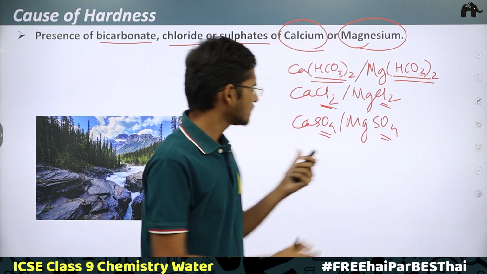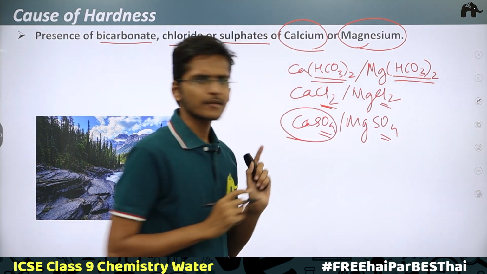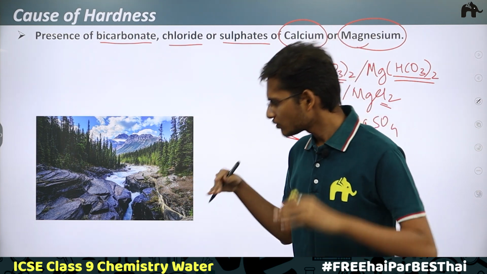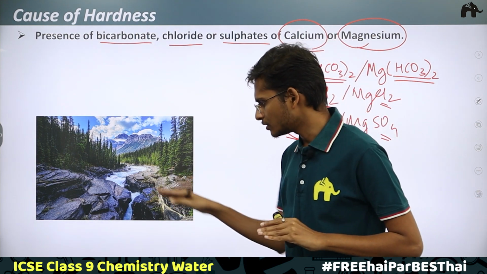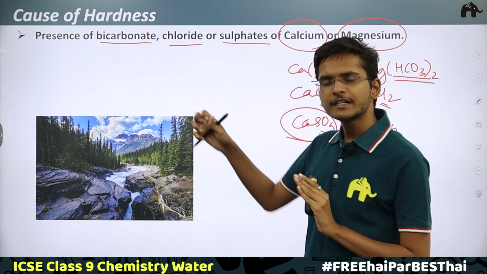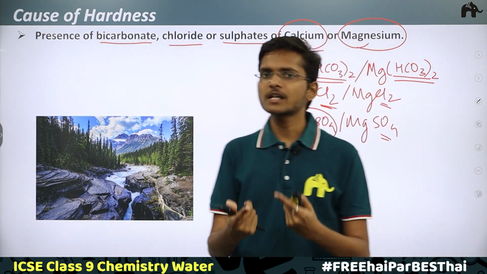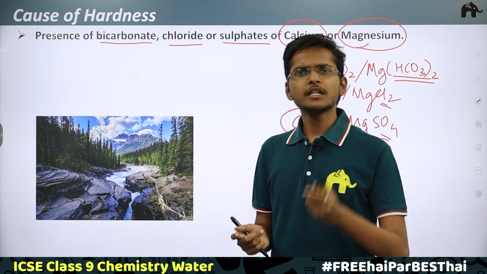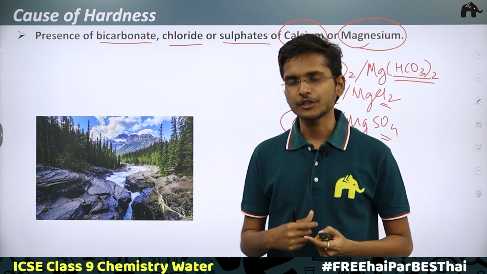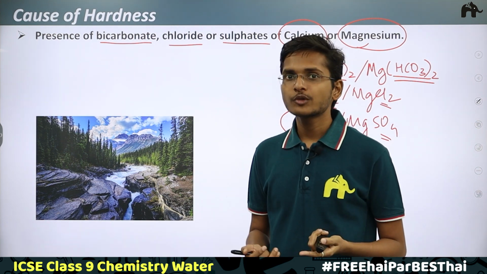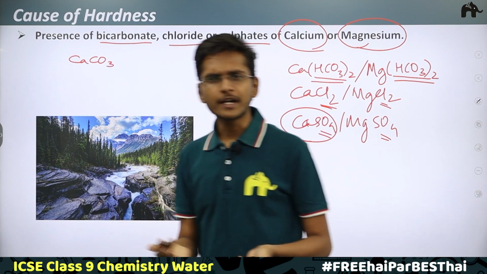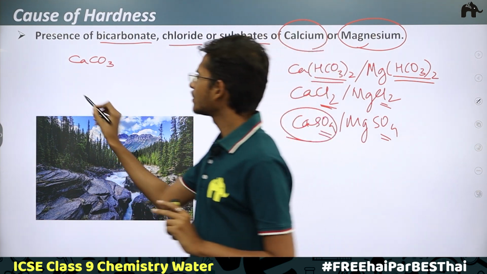For example, suppose calcium sulfate is present in the soil or on the rock bed over which our water is flowing. That calcium sulfate gets dissolved in water and then our water becomes hard. In the same way, suppose our water is flowing through limestone. Take a scenario. Limestone, we all know, is calcium carbonate, right? Or suppose our water is flowing through a rock bed which has magnesium carbonate.